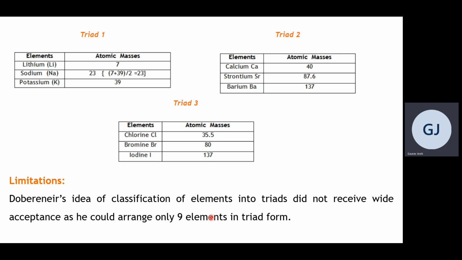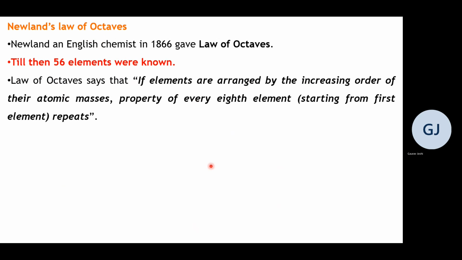The second reason for the neglect of Döbereiner's idea was that the number of elements was increasing. From 1829 to 1867 there was a rise in the number of elements. In 1867, 67 elements were known, right? So this system actually failed.